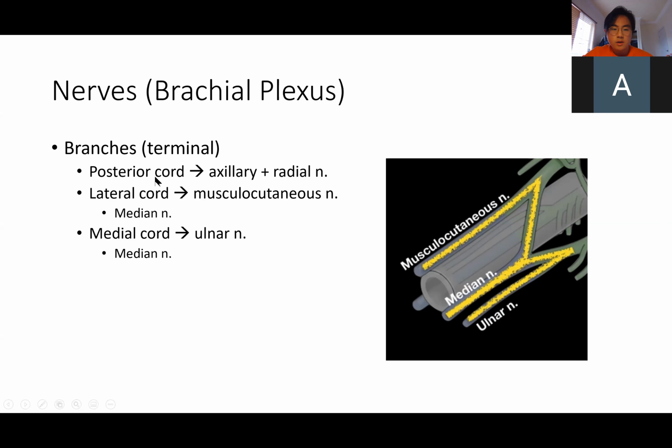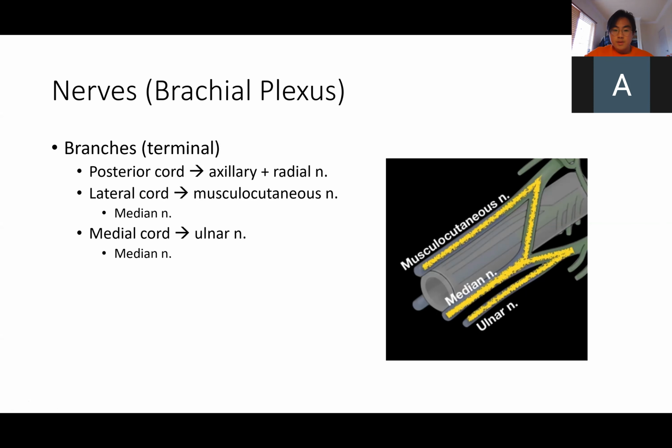The lateral cord, actually, I'll talk about the medial cord first. Now, we know that down the medial aspect of the arm runs the ulnar nerve, right? So it makes sense that the ulnar nerve comes from the medial cord, and the medial cord is medial to the axillary artery. And the lateral cord innervates the flexors of our arm. You might know that the musculocutaneous nerve pierces the coracobrachialis and ends as sensation to the lateral forearm.